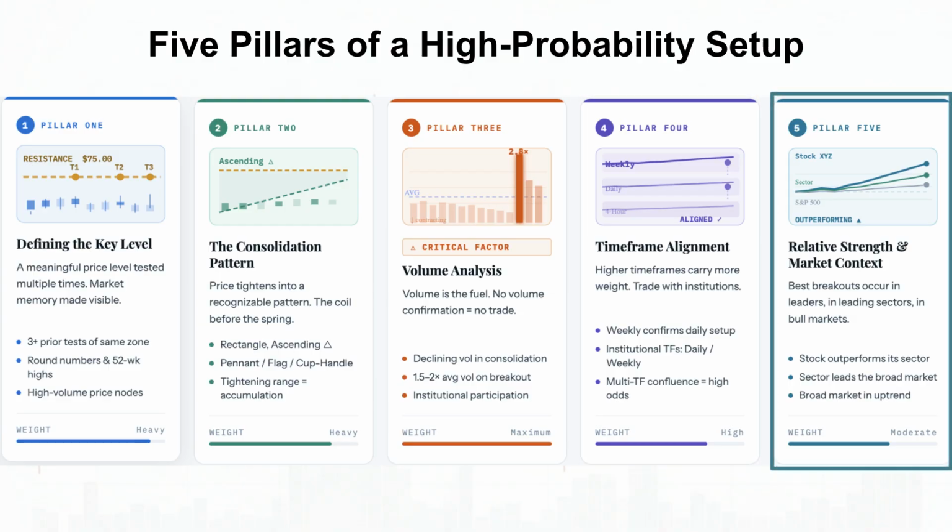Finally, context governs probability. Is the broader market trending higher? Is the stock outperforming its sector? Breakouts aligned with prevailing trend conditions, particularly in leading stocks within strong sectors, have structural tailwinds, a principle emphasized in the Chartered Market Technician (CMT) Association curriculum. Trading against the dominant trend reduces statistical edge.